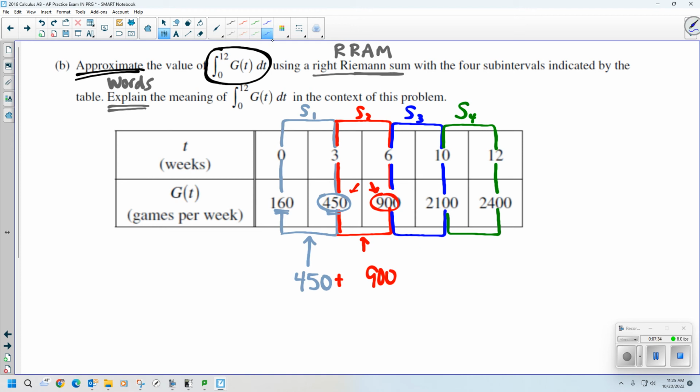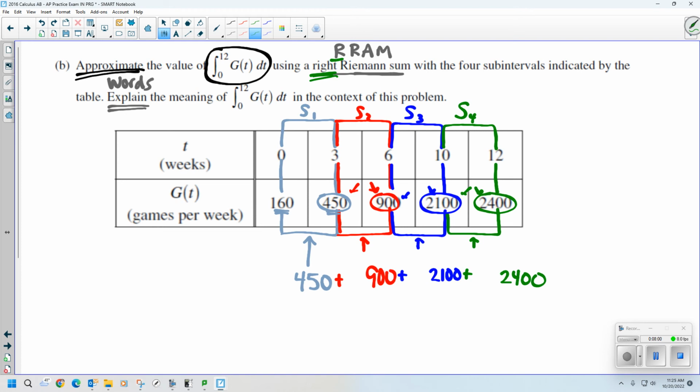All right, let's look at subinterval 3. I have the left and the right value, but since this is RRAM, I'm going to add 2100. And let's look at subinterval 4. Right here, I have 2, the left and the right, but since this is RRAM, I'm using the right one, and I'm going to add 2400.